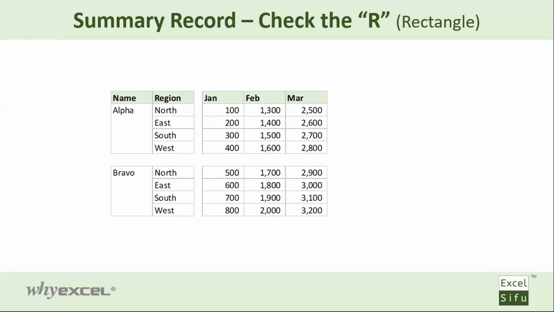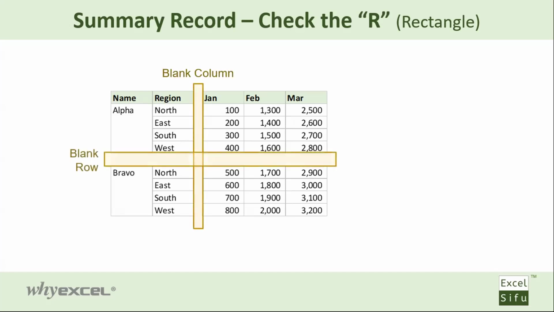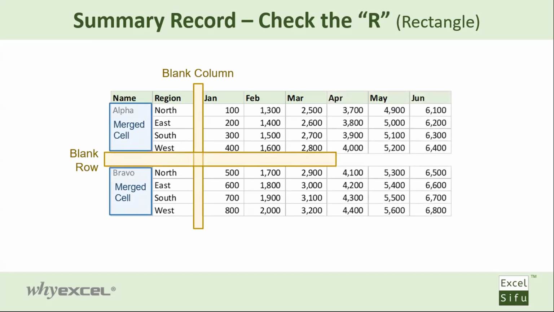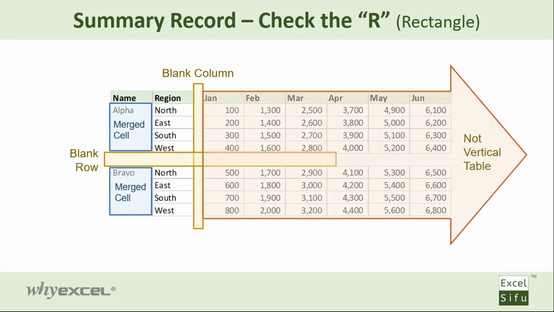This is the version 1 data we have observed. There are blank rows and also blank columns. At the same time, you will see that Jan, Feb, March is a merged cell. Whenever there is more data, you will add it towards the right side. It's not vertical. So this is how we are going to handle it.